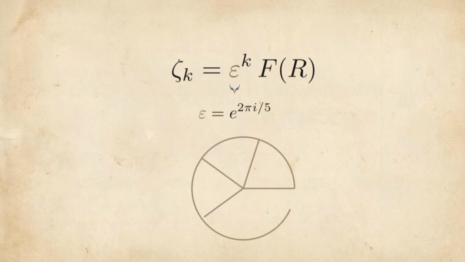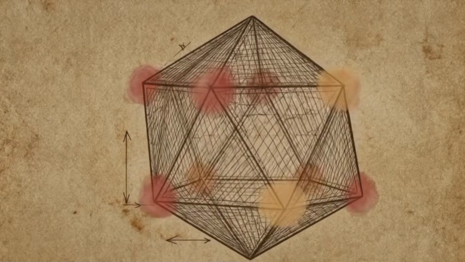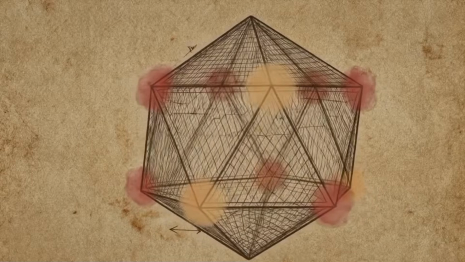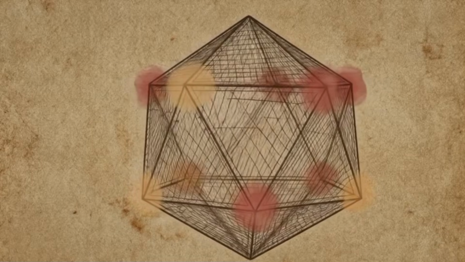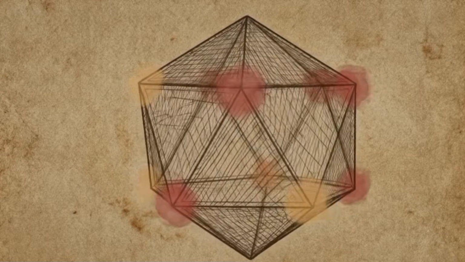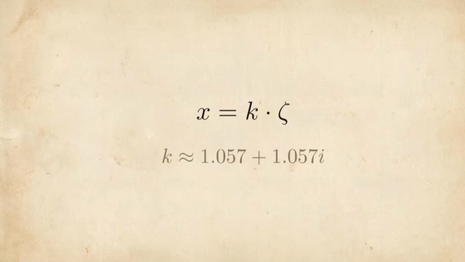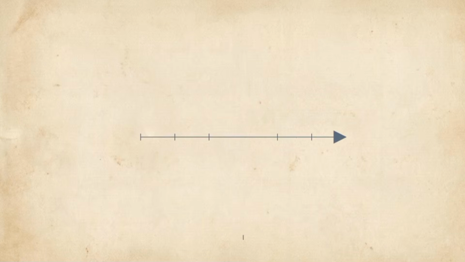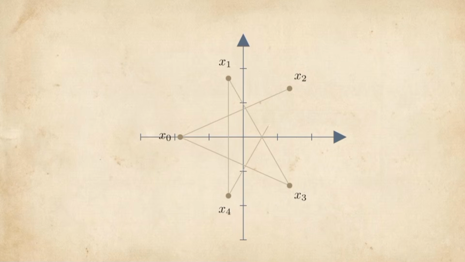Here, epsilon represents the primitive fifth root of unity, e to the 2 pi I over 5. We cycle the index k through the integers 0 to 4. This cyclic process generates all 5 complex zeta solutions from the parameter r. Icosahedral symmetry allows one core value to unfold into 5 distinct answers. We multiply our zeta solutions by the original zeta scaling factor k to return to the variable x. Mapping these results on the complex plane reveals the 5 roots in a distinctive pentagram distribution.